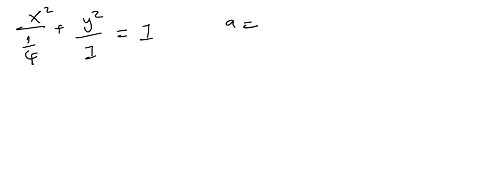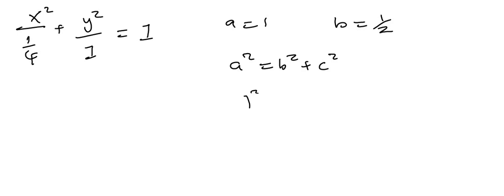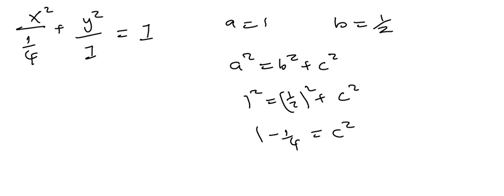We said a is equal to 1, b is equal to 1 over 2. And remember, there's a formula that we said a squared is equal to b squared plus c squared. So we use this to find our c, because we need it to get our foci. Our a is 1. This is 1 over 2 squared. We're looking for c. That's going to be 1 minus 1 over 4. This is going to be c squared. Then that's 3 over 4. This is c squared, meaning c is equal to root 3 over 2.